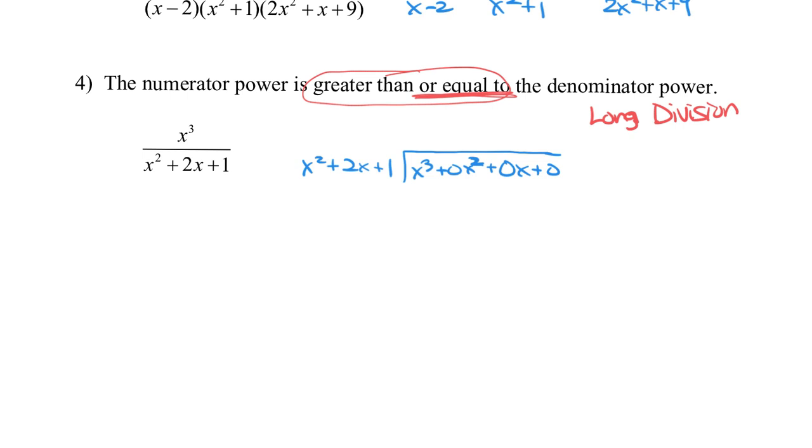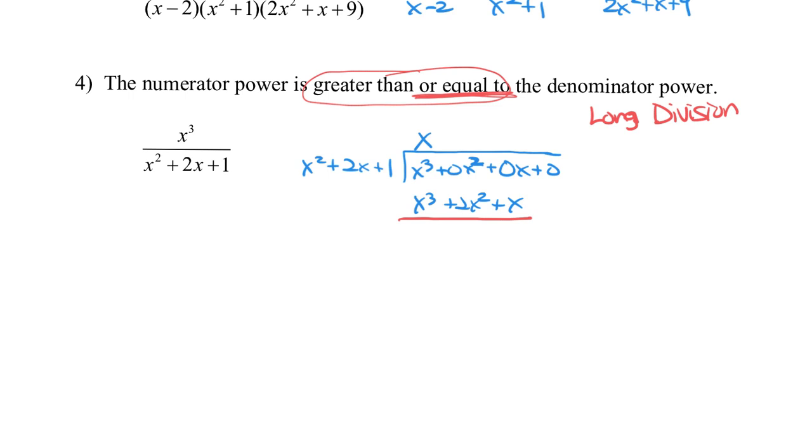And what we do is we think of, what could I multiply this by to turn it into that? And it's going to be x, right? If I multiply x by x squared, I get x cubed. So then you take this x and multiply this whole thing. So x times x squared is x cubed, x times 2x is plus 2x squared, x times 1 is plus x. Then what we do, just like we do a normal long division, we're going to subtract.